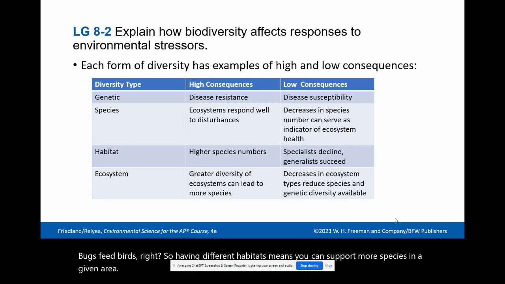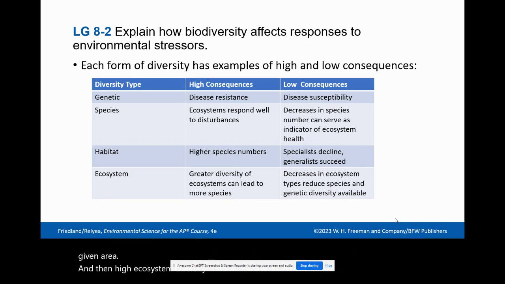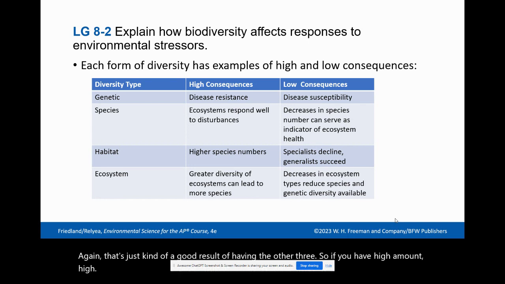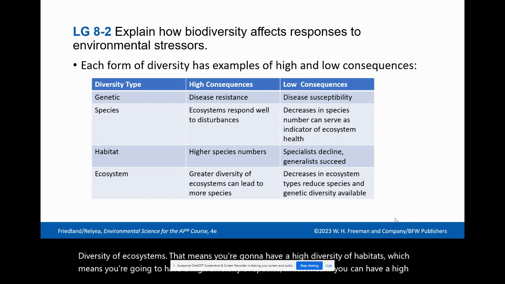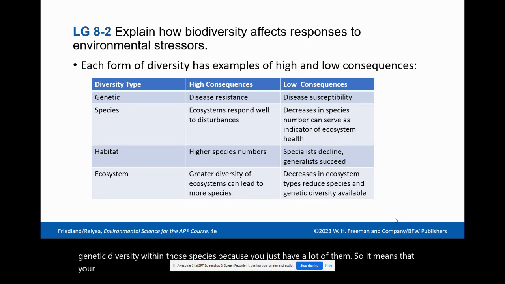And then high ecosystem diversity, again, that's just kind of a good result of having the other three. If you have high diversity of ecosystems, that means you're going to have a high diversity of habitats, which means you're probably going to have a high diversity of species, which means you're going to have a high genetic diversity within those species because you just have a lot of them. So it means that your ecosystem or your biome is going to be pretty healthy because it's going to be more resistant if there's a big change.